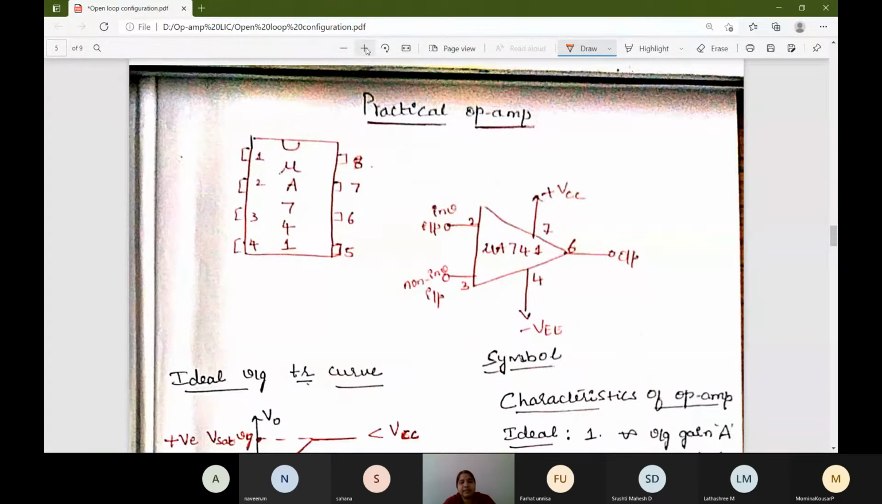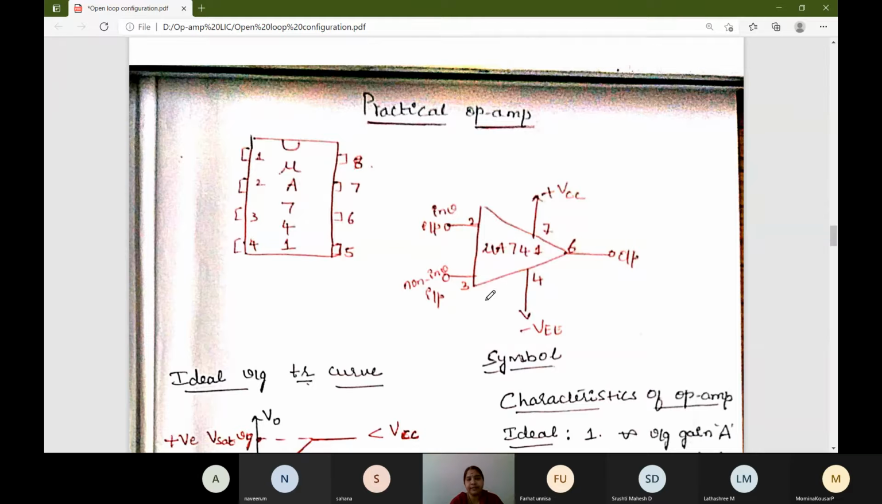So practically, I hope you can see the screen now. This is the IC mu A741 I have drawn here, which is an 8-pin IC. The symbolic representation is given here, where pin number 1, pin number 8 and pin number 5 are not used. First, pin number 2 and 3 are used as input terminals. 2 is for inverting input and 3 is for non-inverting input. So op-amp has 2 inputs, one inverting and one non-inverting. Non-inverting means the output will be in phase with the input. Inverting means the output will be 180 degrees out of phase with the input.